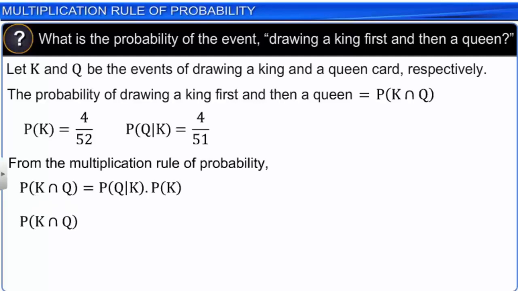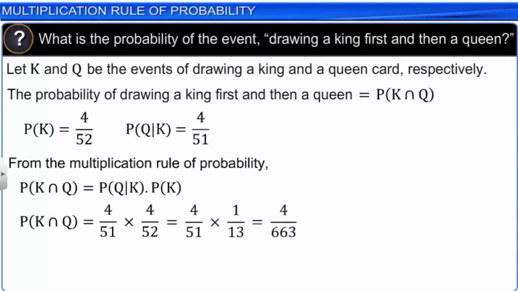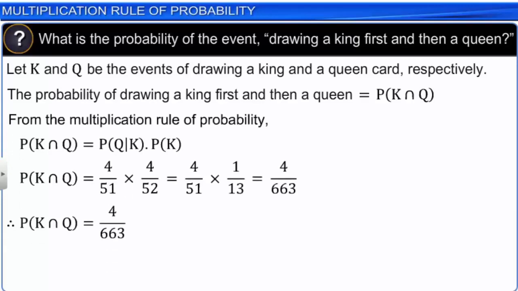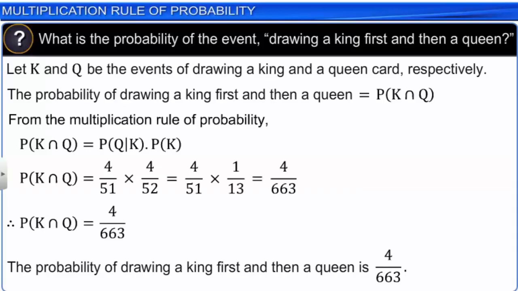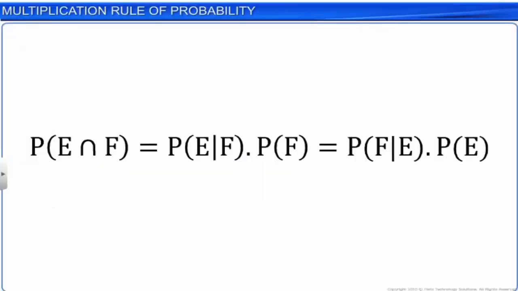Substituting the values of the probability of Q given K and the probability of K in the rule, we get 4 divided by 663. Therefore, the probability of K intersection Q is equal to 4 divided by 663. Hence, the probability of first drawing a king card and then a queen card is 4 divided by 663. This multiplication rule can be extended to more than 2 events.